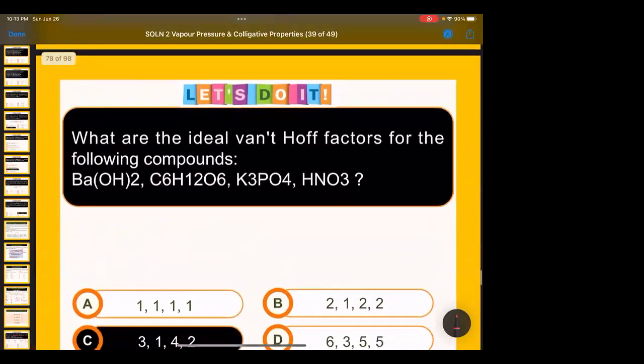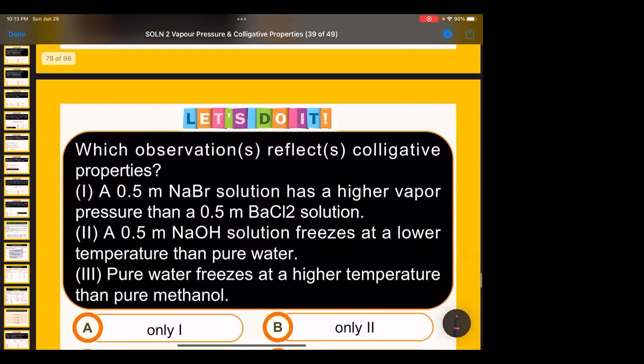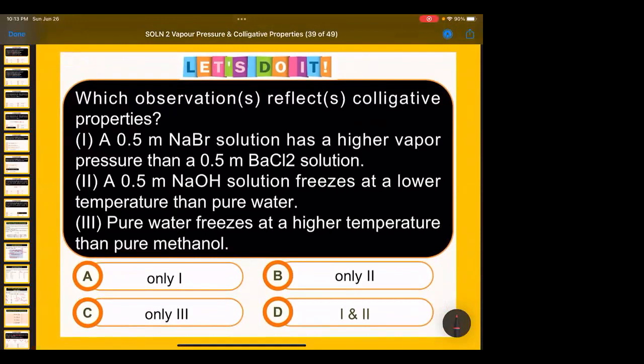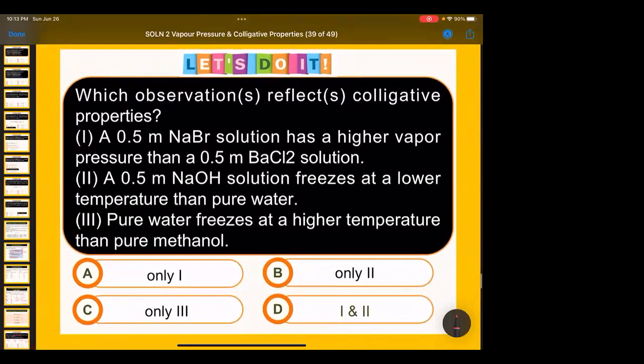Okay, let's move to the next question. Very simple question. You just need to be very careful while doing these questions of van't Hoff factor. They are very simple, but caution is required, because it can go wrong.